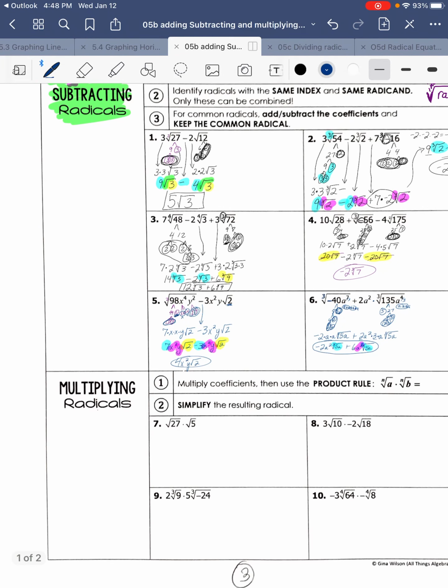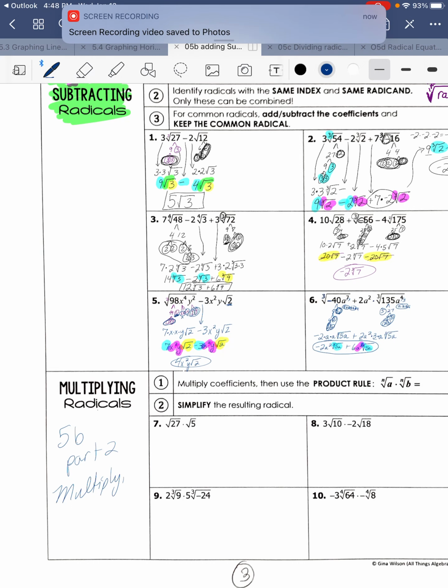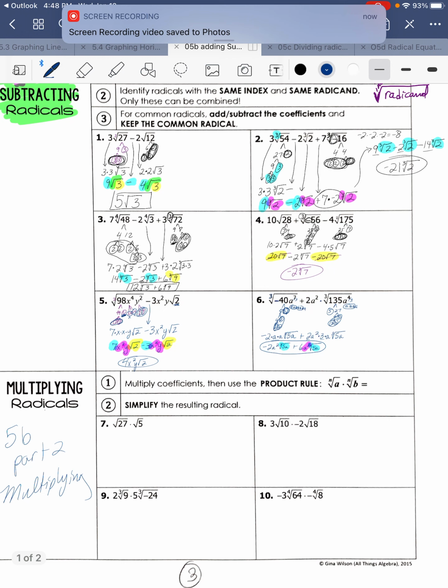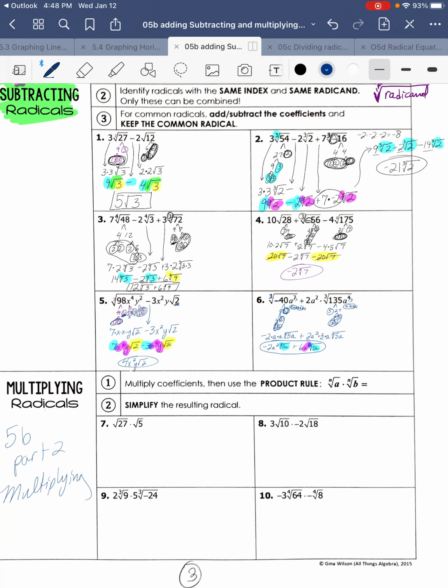All right, so this is 5b, still 5b. This is part 2, though. This is multiplying radicals. So multiplying coefficients, then use the product rule. Okay, product rule. So that means you're multiplying, so the radical stays the same, but you're going to multiply a times b.